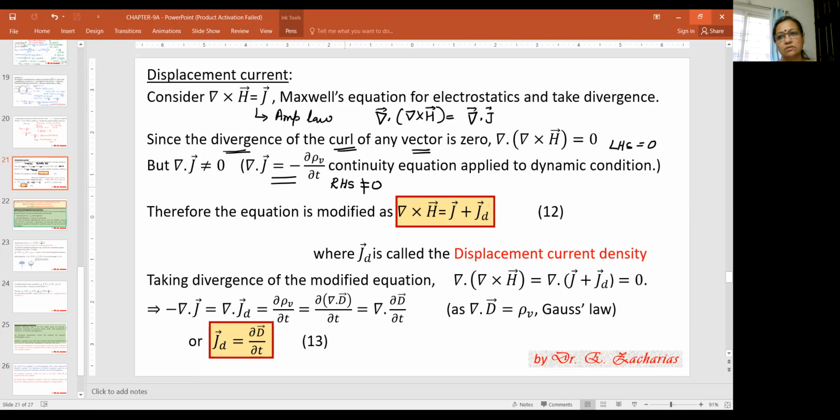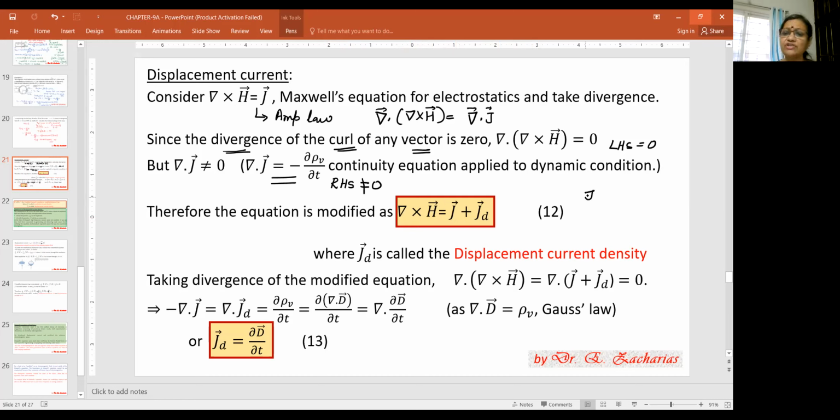Which is telling us that you cannot write the equation del cross H is equal to J and use that equation as it is for a dynamic condition. You need to modify it. So how do you modify it? You can modify it in this way. Look at equation 12. Instead of writing del cross H is equal to J, write it as del cross H is equal to J plus JD.